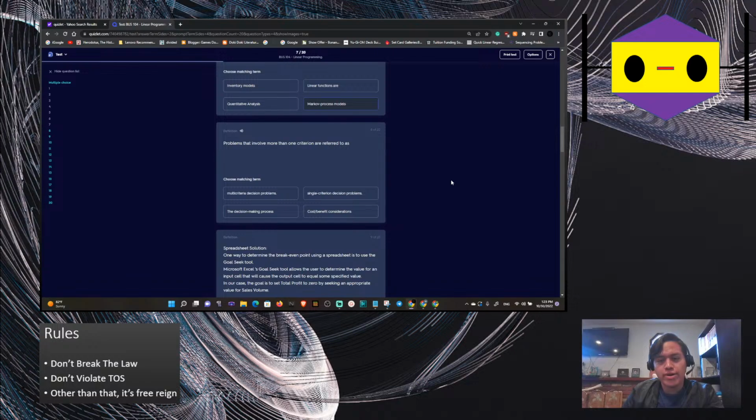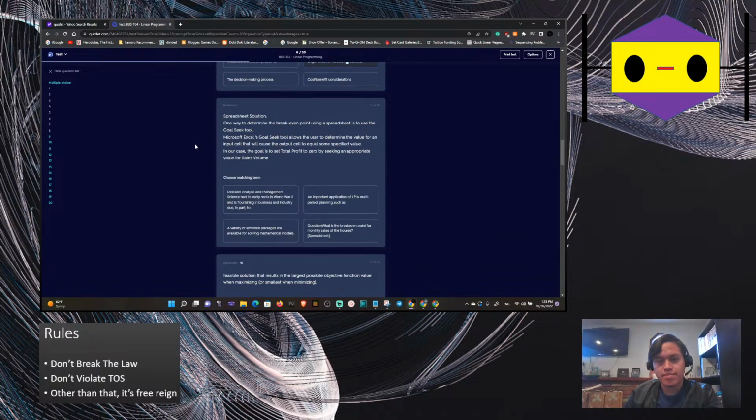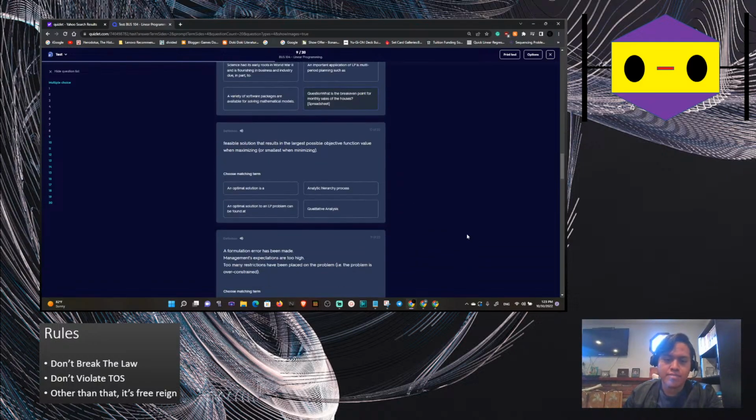Problems that involve more than one criterion are referred to as single criterion decision problems. Spreadsheet solution. One way to determine the break-even point using a spreadsheet is to use the Goal-Seek tool. Microsoft Excel's Goal-Seek tool allows the user to determine the value for an input cell that will cause the output cell to equal some specified value. In our case, the goal is to set total profit to 0 by seeking an appropriate value for sales volume. This is pretty much the spreadsheet solution.